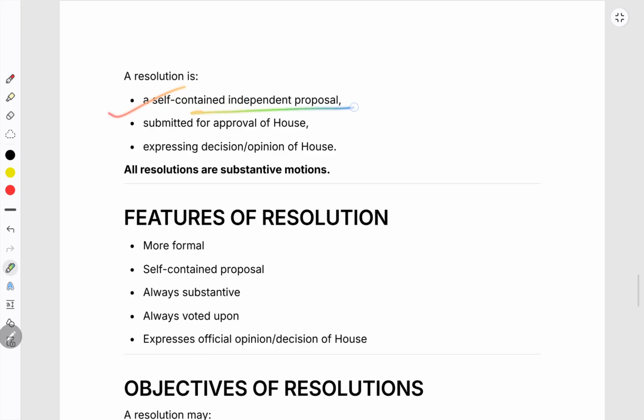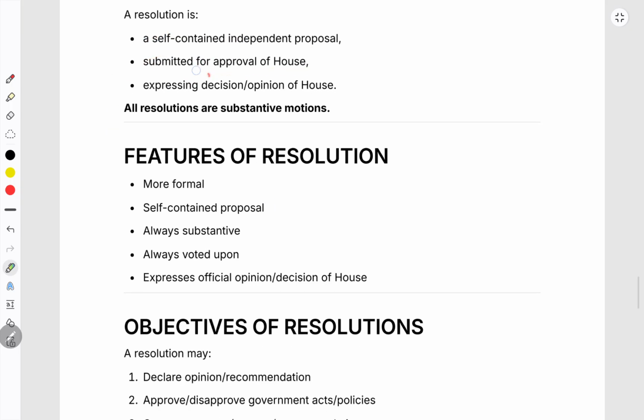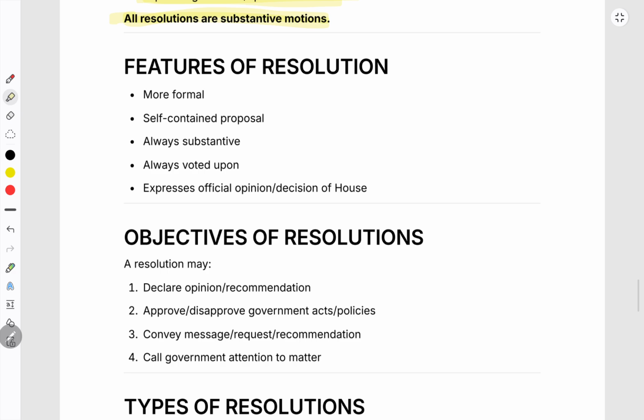Okay, so a resolution is nothing but a self-contained independent proposal. Okay, this is submitted for approval and it expresses the decision or opinion of the house. This is important. A resolution expresses the decision or opinion of the house. So all resolutions are substantive motions, right? So resolutions are basically a more formal, self-contained proposal. These are always substantive. Okay, substantive means it's independent and it's always voted upon. Okay, and this expresses the official opinion or decision of the house.